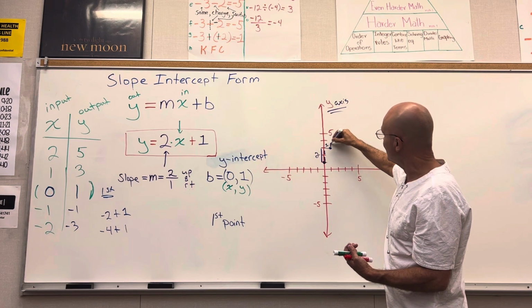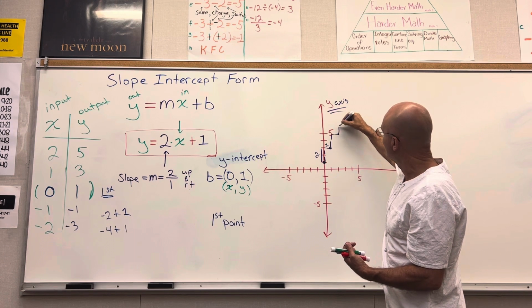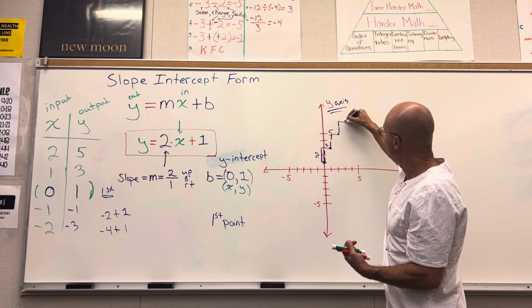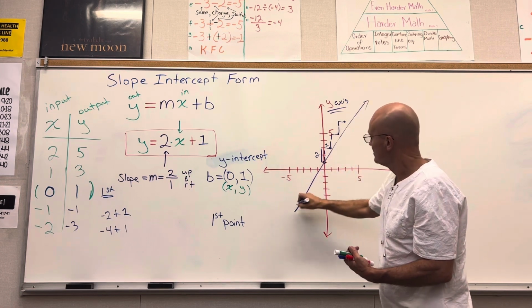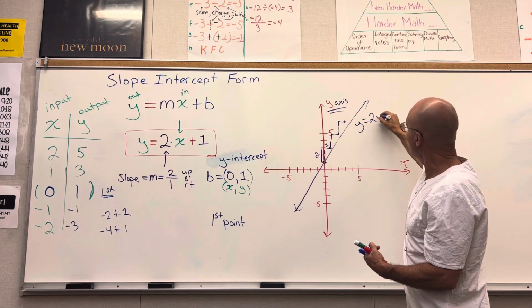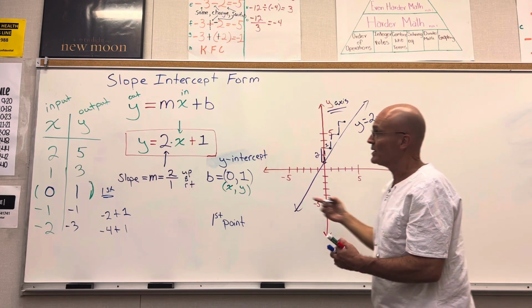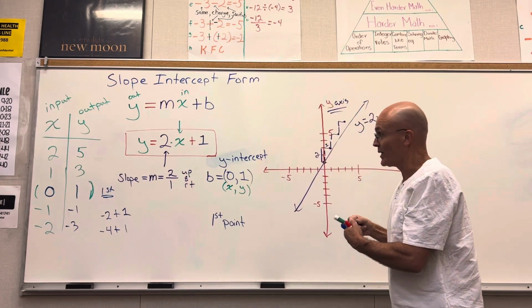And you could do it again. A lot of kids will do it again, a lot of kids won't. But I'd like to show the kids that slope is the same. And that line that we just drew is y equals 2x plus 1. And we didn't have to plug in anything. Okay? So let's take a look if we got these numbers right.